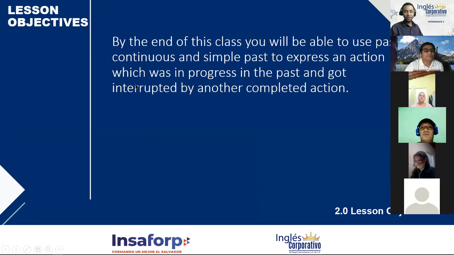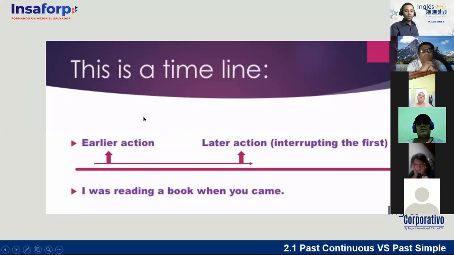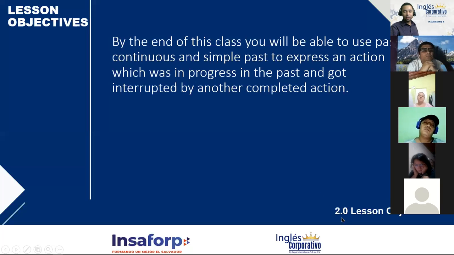So here we go. The lesson objective is, it's 8:40 now. Wow, time flies. By the end of this class, you will be able to use the past continuous and simple past to express an action which was in progress in the past and got interrupted by another, completed action. So that's lesson objective 2.0.